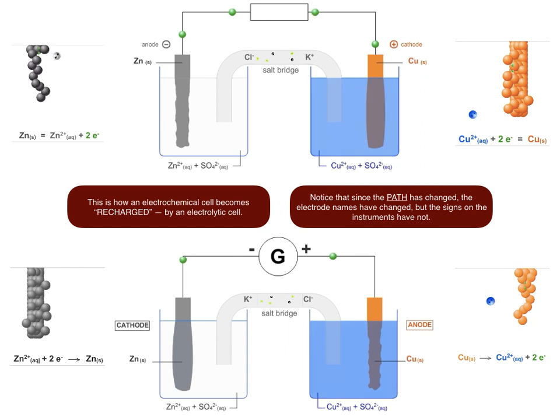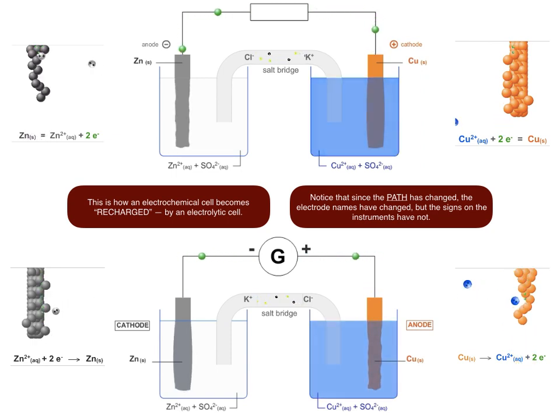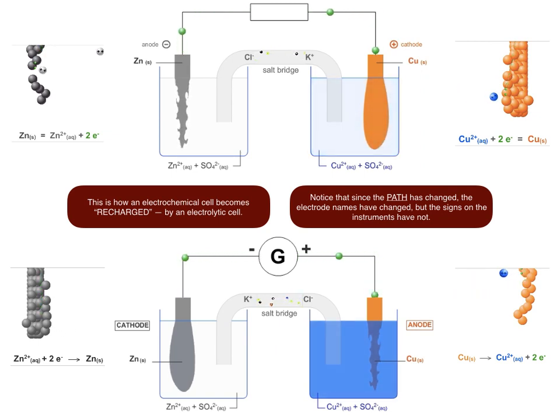It is important to note that the entire process can be driven in reverse using a power source greater than the voltage of the electrochemical cell. In such an instance, we have the basis of an electrolytic cell.